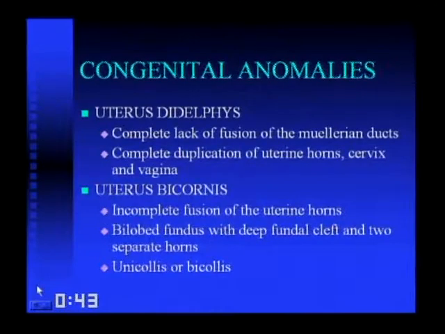Uterine didelphis is complete lack of fusion of the Müllerian system, so everything's duplicated. With a bicornis uterus, you have incomplete fusion, and you will see a bilobed fundus with a deep fundal cleft. The fundal cleft is a characteristic that should be looked for. And two separate horns. It can be unicollis or bicollis depending on how many cervices are present.